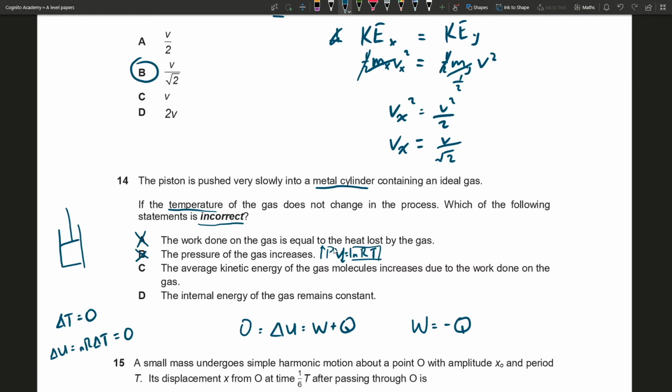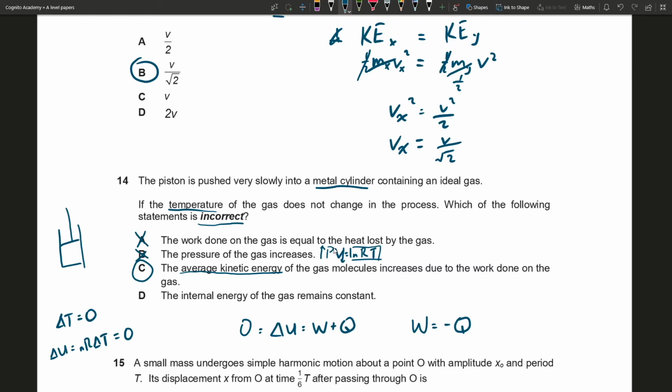C, the average kinetic energy of the gas molecules increases due to the work done on the gas, but recall that the average kinetic energy of the gas molecules is dependent on the temperature. So if the temperature does not change, the average KE of the gas molecules doesn't change as well. So C is incorrect and is the answer we're looking for.